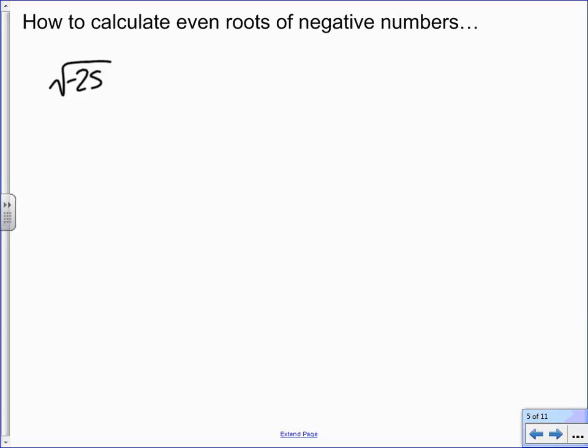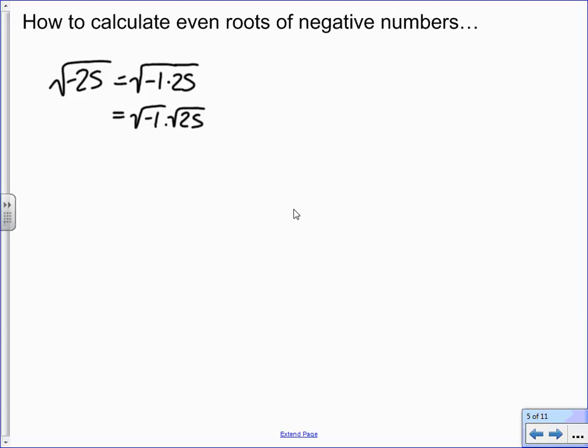So we're going to break this up and say this is really the square root of negative 1 times 25. Are you okay with that? That still says negative 25, I just broke it up. Then there's a property of radicals that says as long as you're multiplying, you're allowed to break these things up and multiply the radicals. So I could say it's really the square root of negative 1 times the square root of 25. Now we can do the square roots of both of those.